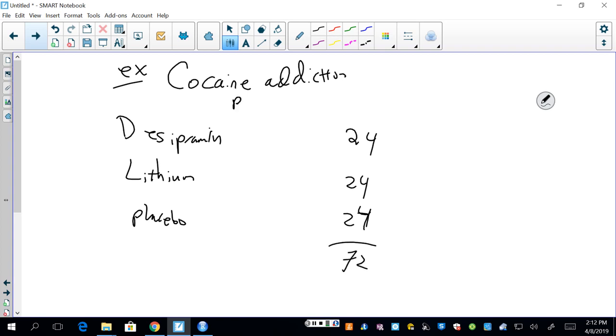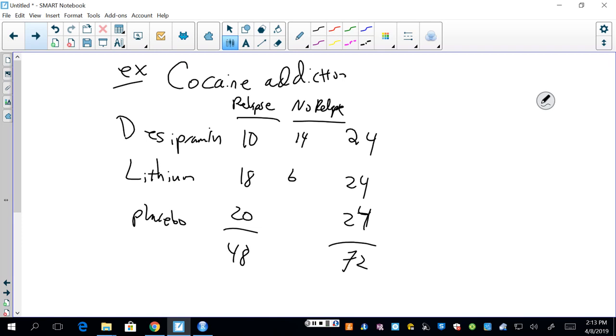And then they asked, did they relapse or not within a certain time frame. If they relapse, they go out and start using drugs again. 10 in the desipramine group did, 18 and then 20 on placebo. So 48 had relapse. No relapse, 14, 6, 4, so 24 did not relapse. This is just subtracting to get these other numbers. Cocaine addiction, like a lot of addictions, treatments are very poor, don't work so well, very low rate of success.